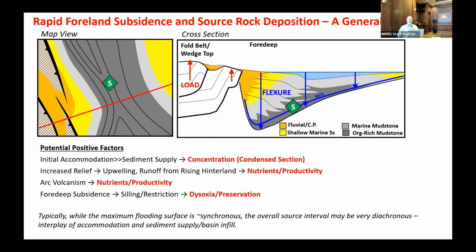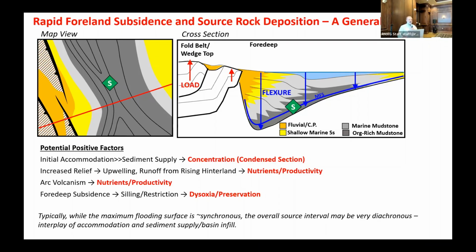And Devonian has a big arc associated with it. That's very well known from the outcrops. And then finally, by virtue of the geometry of this system, there's going to be an opportunity for silling and restriction, so you can get dysoxia. This doesn't happen all the time. Maybe all the factors don't work, but I think it does favor deposition of source rocks.